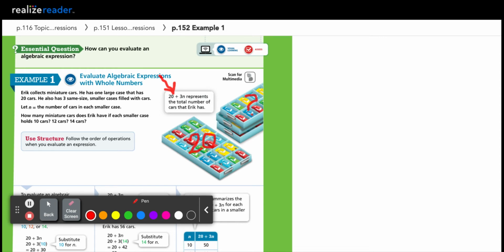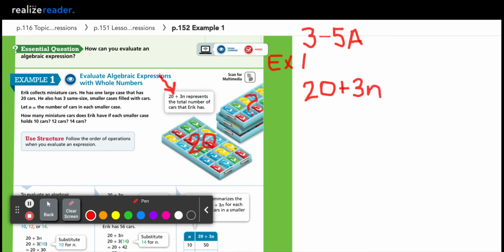So let's open up our notebook to the next blank page. And on the top of your notebook, you should write, this is lesson 3.5a. And when we solve these expressions, it's important for you to copy the expression into your notebook. So this is example 1. You should be writing this in your notebook, just like I'm writing it in the video. And let's copy that expression, 20 plus 3n.